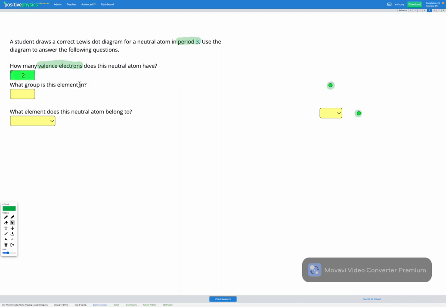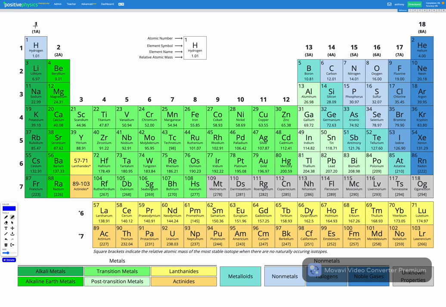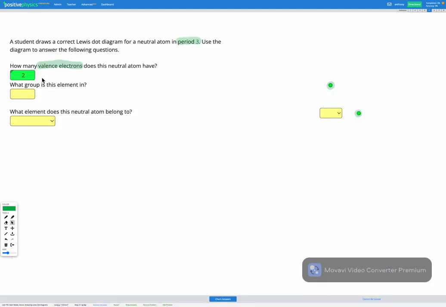Next it asks, what group is this element in? Well, as we now know, there's a pattern, which is that the valence electrons matches up with the group. So if we pop over to our periodic table, group 1 and group 2 have 1 and 2 valence electrons. And then we skip over to group 13, which has 3 valence electrons, group 14, which has 4 valence electrons, 15 with 5, 16 with 6, 17 with 7, and 18 with 8. So since this atom is an element with 2 valence electrons, we know it's going to be group 2.